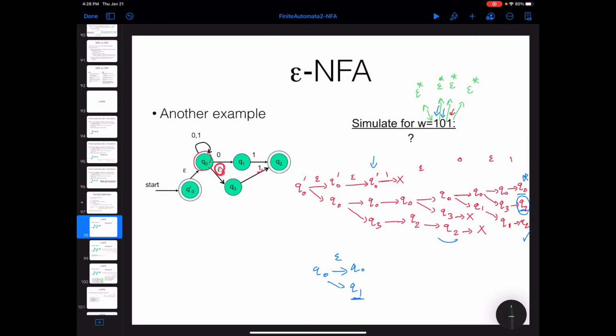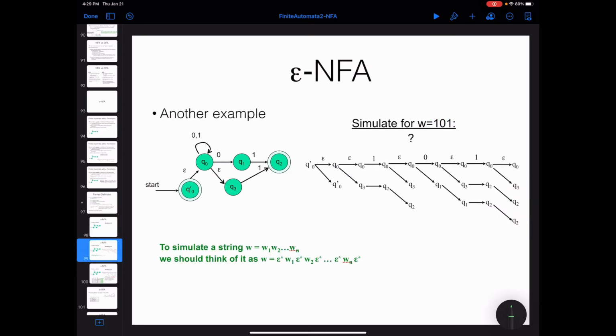from the input stream. So when you are simulating a string, just assume that your string has n characters, w1 through wn. If you have an epsilon NFA, what you should do is read something like this, actually putting epsilon closure before and after all the characters. And don't forget the last one as well.